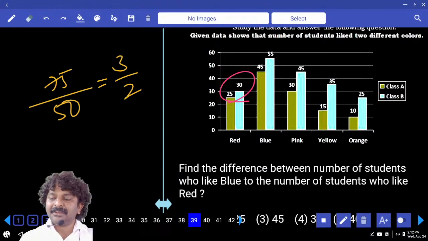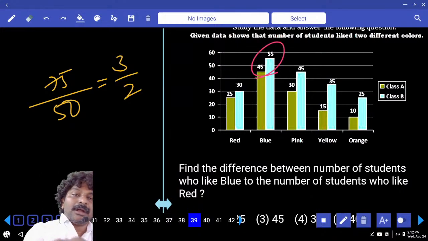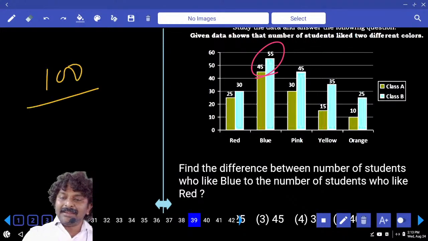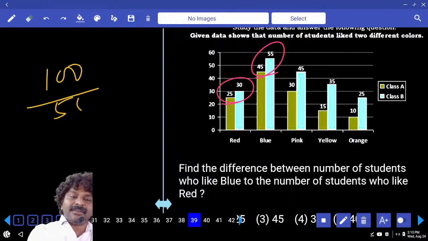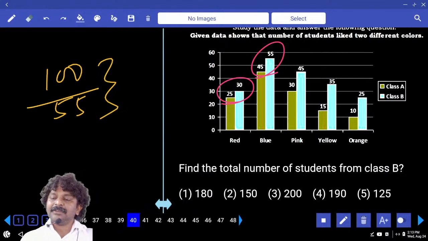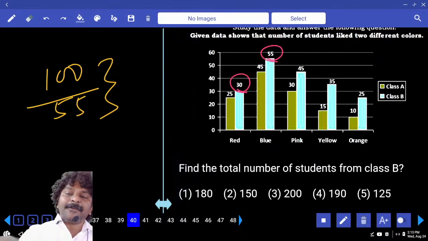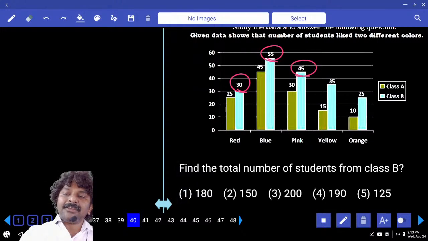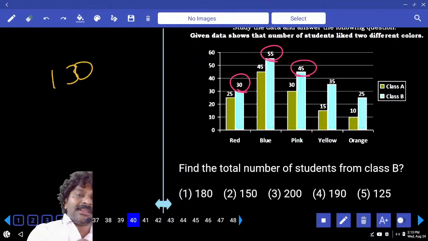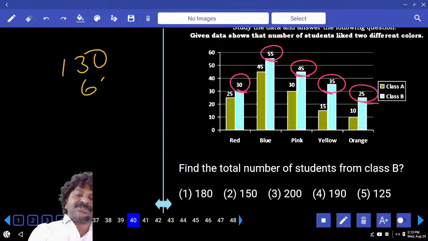Find the difference between the number of students who like blue and the number of students who like red. From both schools, right? Both classes. Right. Blue 100 and then red 55. We were asked to calculate the difference only. 45. Find the total number of students from class B. Right. 30, 55, 85, 45, 130. How much is that? 130. Next. 35, 25, 60. All together.